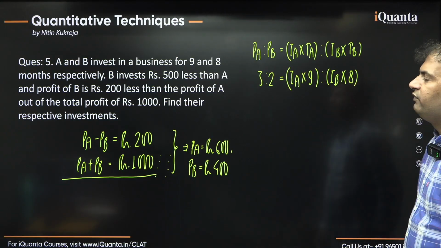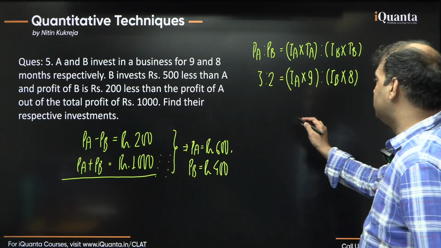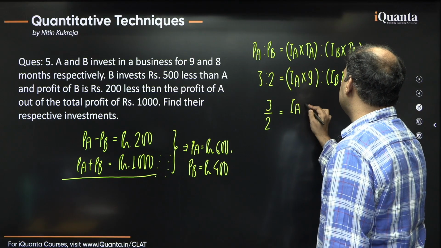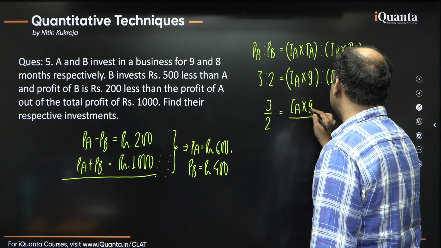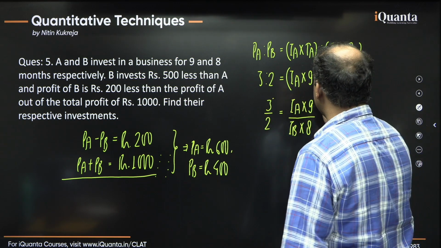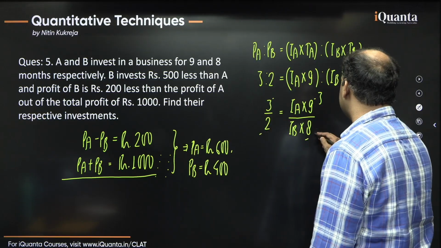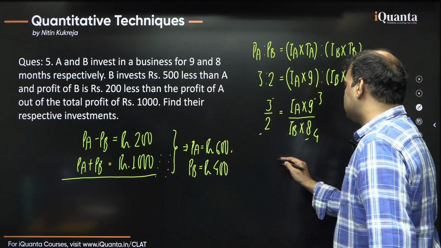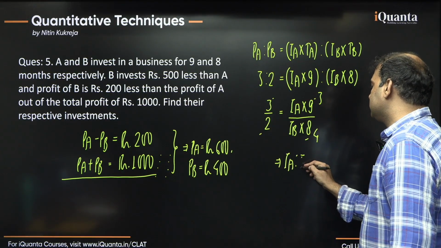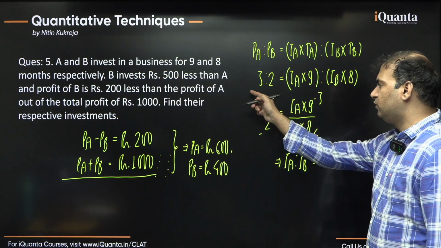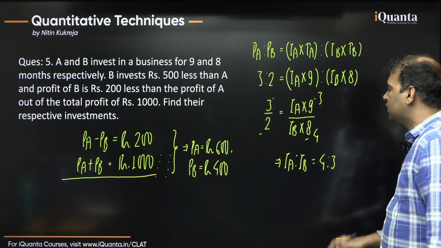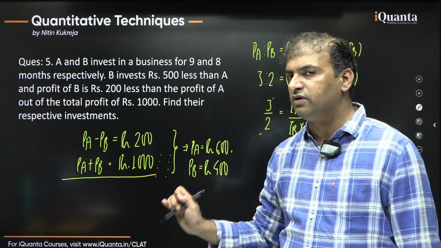Now we will get the ratio of their investments with the help of this. Let me write like this: 3 upon 2 equals IA into 9 divided by IB into 8. Now what? We shall say 3 3s are 9 and 2 4s are 8. Now taking the numbers to the other side, we shall say IA is to IB how much? See guys, 4 goes here, 3 comes over here, so this must be 4:3. So we got the ratio of their investment, 4:3.